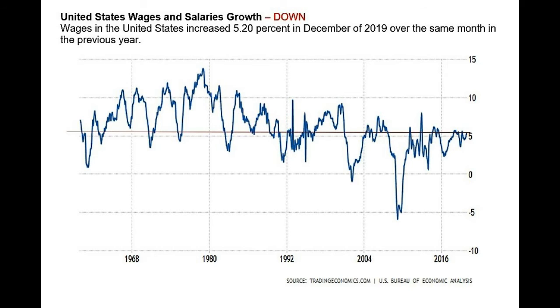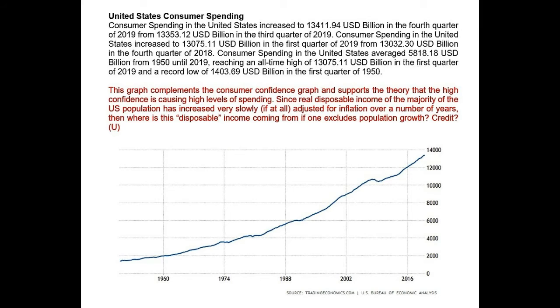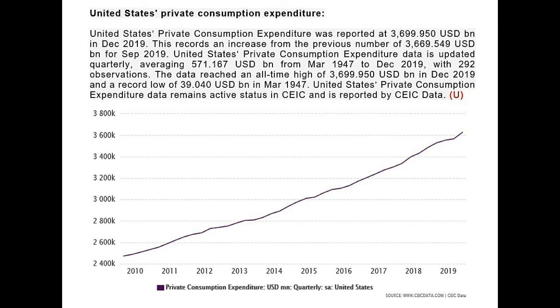Wages and salaries growth over the last many years has been absolutely appalling. And while people's income is steadily dropping or remaining under the inflation rate, the US stock exchange is going through the roof. Consumer spending continues to increase. The question is, where is this money coming from? If it's not coming from salaries or savings, it must be coming from credit. US private consumption expenditure is going through the roof. Don't worry, people. Spend as much as you can for as long as you can.